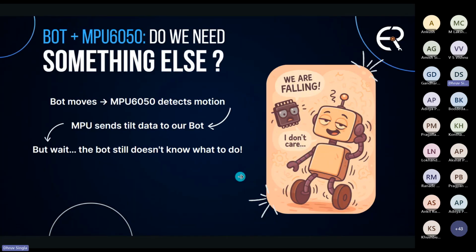Okay, so now we have a board. We have our MPU 6050. So let's go one by one. Our board moves. The MPU 6050 will detect its motion, its current state. Then the MPU 6050 will send that data to our board. But does our board now know what to do next? How to bring it back to balance? I can clearly see he doesn't care, but we do have to.